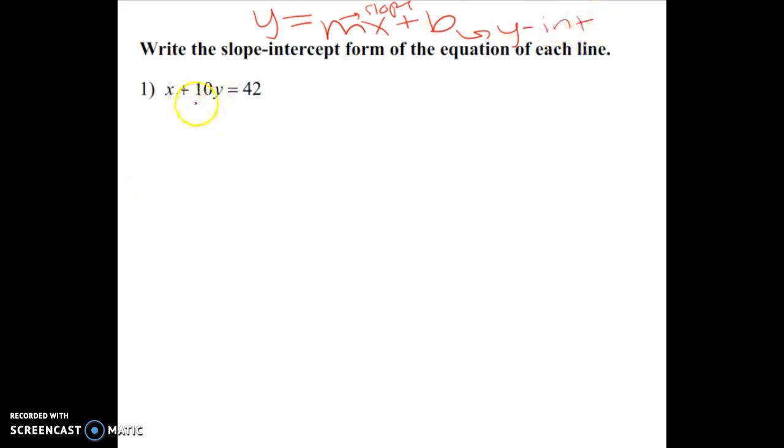So we want to get it into that form. The way we get into that form is to isolate y. We want to get y by itself. So we'll start moving things away from y. We'll subtract x. We get 10y equals, and we're just going to put this in order, negative x plus 42, because we know we want the x first in our mx plus b form. And then we'll divide by 10.